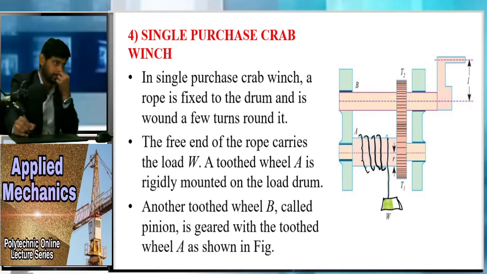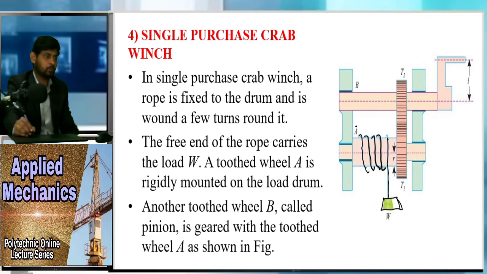Now you can see here a tooth wheel A. Here you can see the tooth wheel A is rigidly mounted on the load drum. Another tooth wheel will be here. This is the tooth wheel A and this is your tooth wheel B.